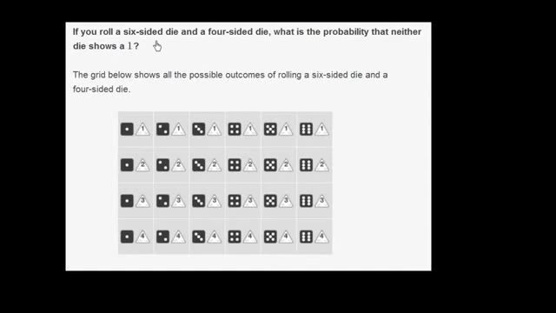If you roll a six-sided die and a four-sided die, what is the probability that neither die shows a 1? The grid below shows all the possible outcomes of rolling a six-sided die and a four-sided die. And we're fairly familiar with six-sided dice.